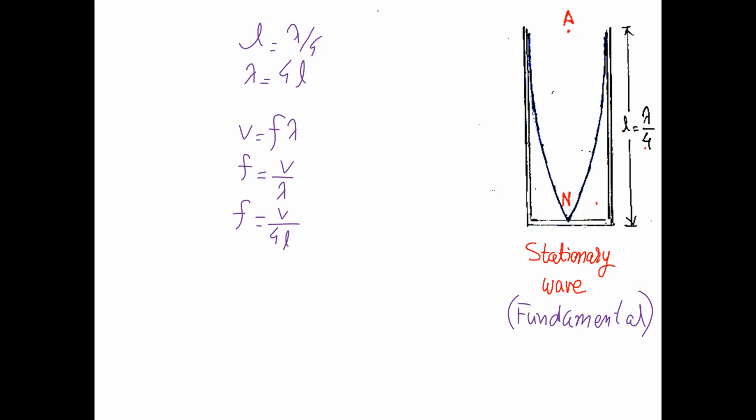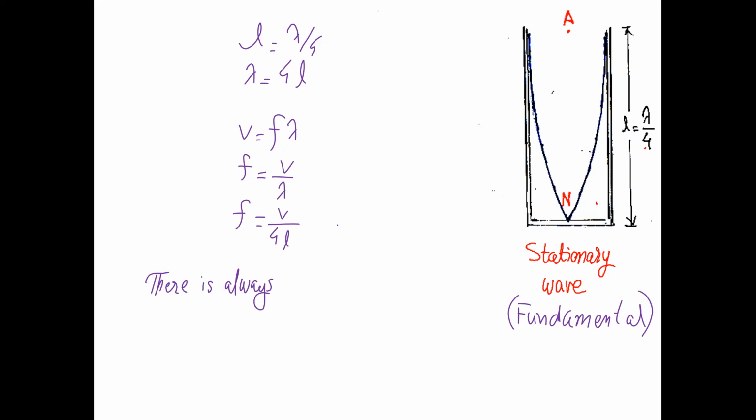Now I have a question, which is a very important thing in the paper. How come L is equal to lambda by 4? Sir, it's because there's only half of an antinode. There is always a node and an antinode.